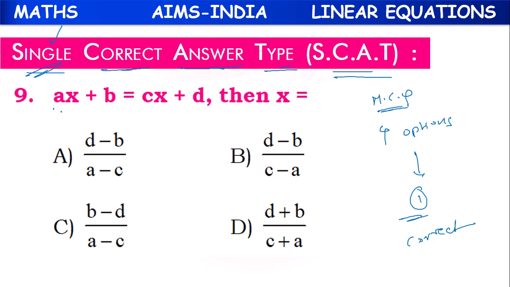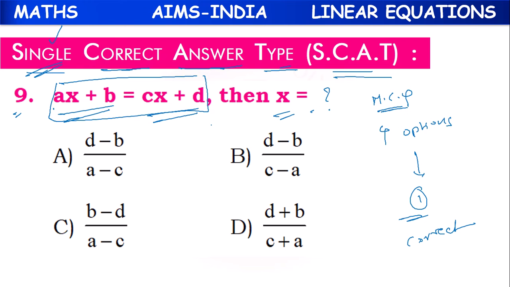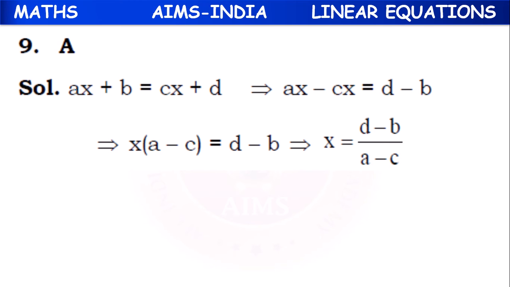So here, what is the question here? AX plus B equal to CX plus D. So this is the equation. AX plus B equal to CX plus D. Then X equal to how much? We have to find the value of X. So they have given AX plus B equal to CX plus D.